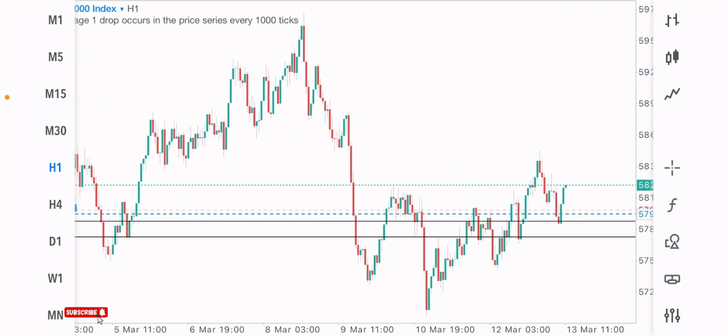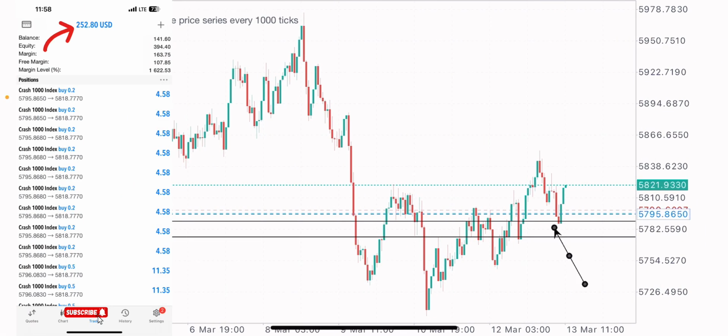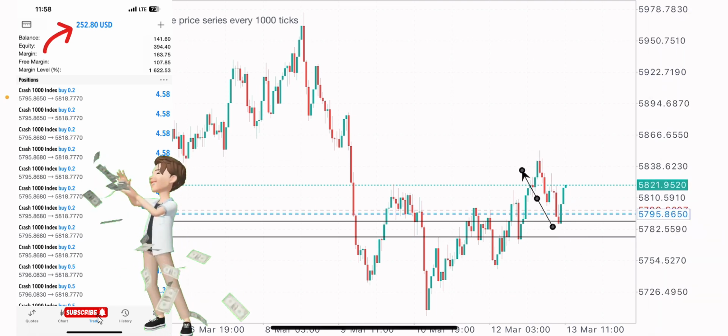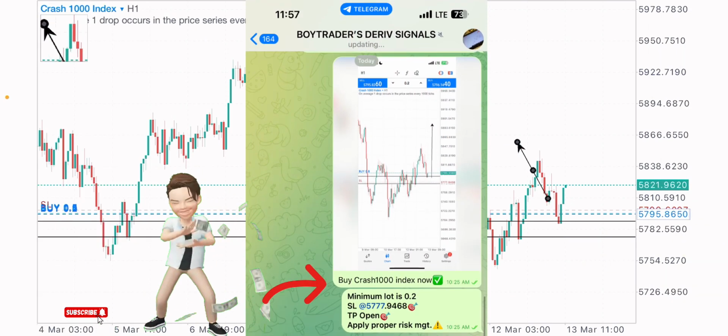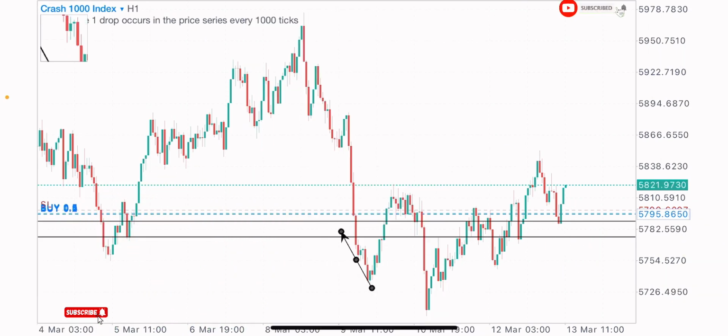I took this buy trade on Crash 1000 Index using this simple market approach. It moved in massive profits, and I shared this buy signal with my VIP members. So how was I able to get into this trade? How did I know this index was going to buy from this level I got my entries from?